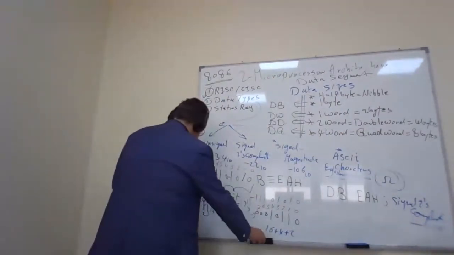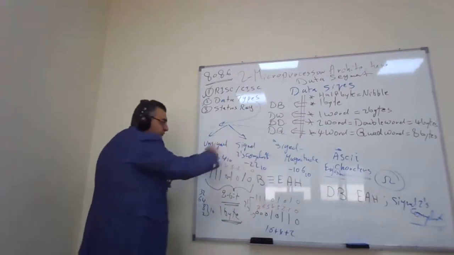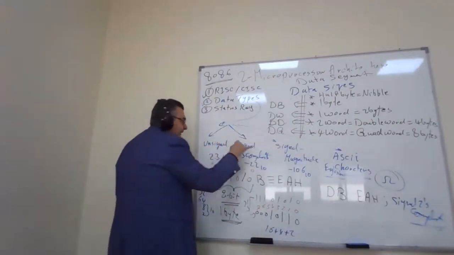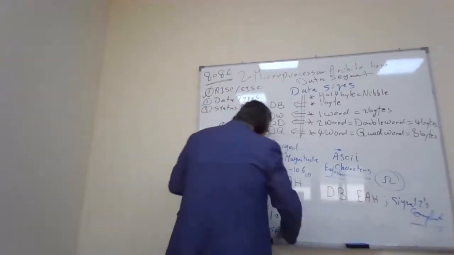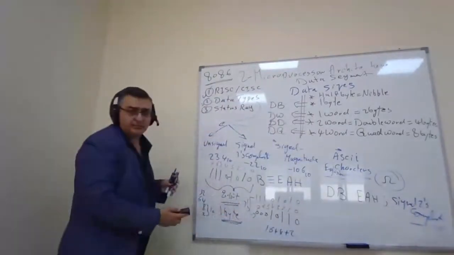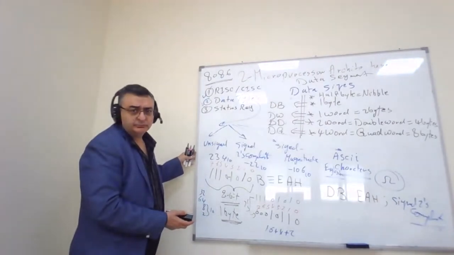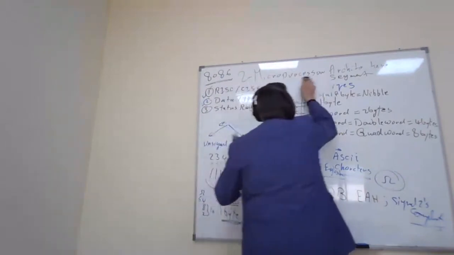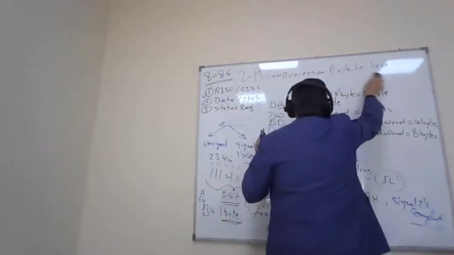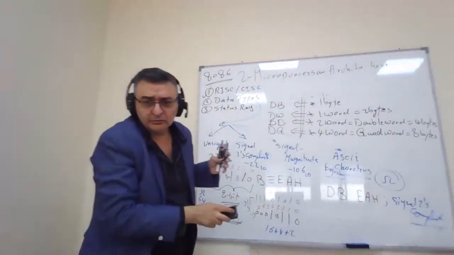Any question? Okay. You have to review at least unsigned and signed for now. Signed magnitude, you have to review it too because we will use it at the end of the semester. Any question? Any doubt? Right. Clear?